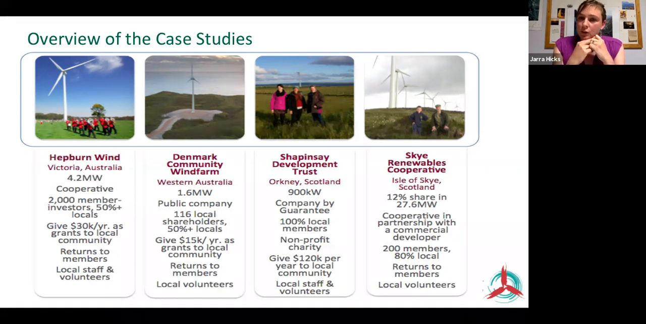Again, the co-op is run by local volunteers, but I guess the difference is the co-op actually had almost nothing to do with setting the wind farm up, and has nothing to do with the ongoing management of the wind farm. So they're involved really just as a co-investor in the project. So that's a snapshot of the four projects.